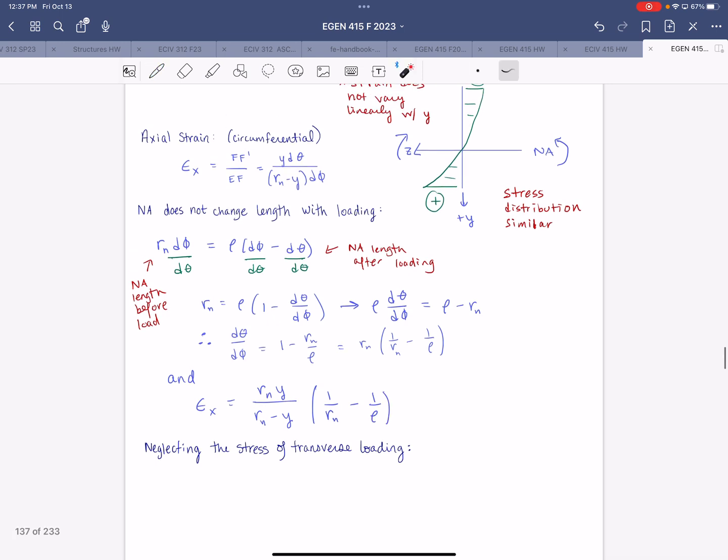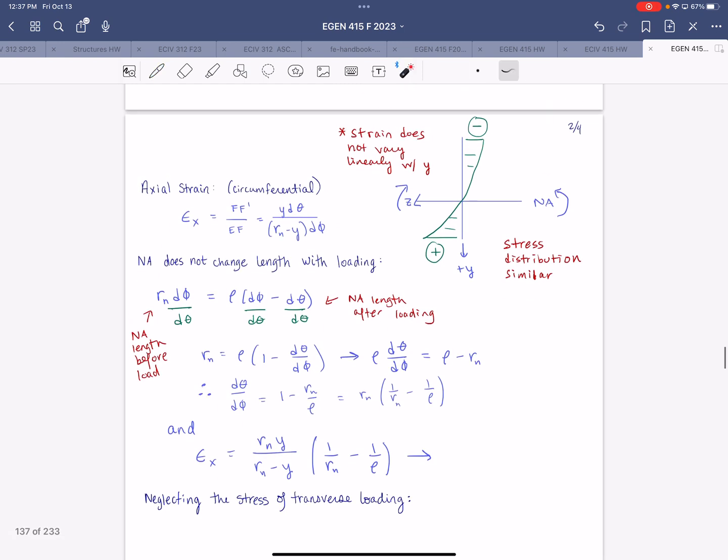All right, so for our normal strain, we got the y over Rn minus y, and then our definition for d theta over d phi. Plug it in to get us that Rn and then this guy. So that is the expression for normal strain distribution along a cross section. So that will get you this curve.